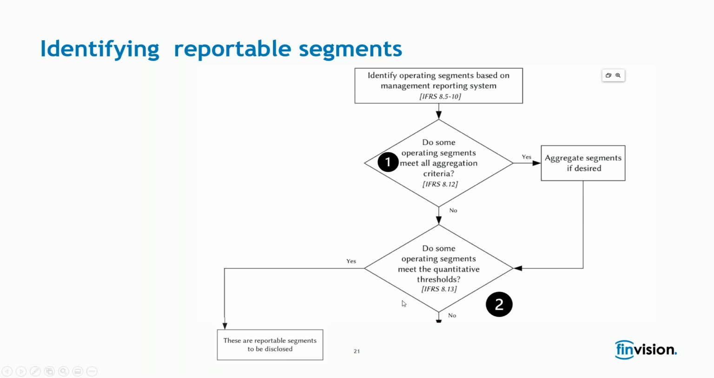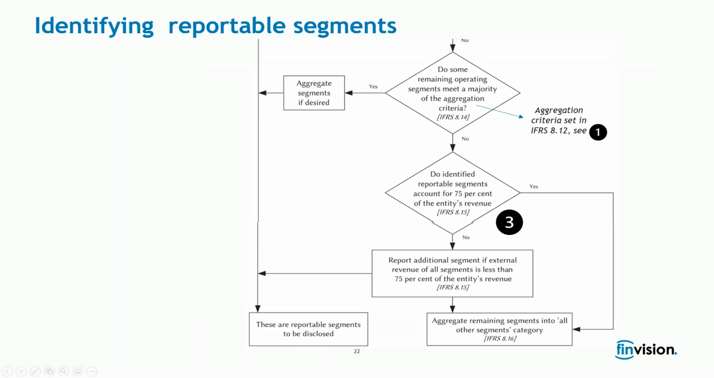The second step talks about quantitative thresholds. So as said, are you not exceeding specific thresholds which would require you anyhow to report them separately? If they meet the criteria and they have common qualities, you can report them as separately reportable segments. If they don't meet them, you can look at, okay, do they meet a majority of the aggregation criteria? And that's the same criteria you had in step 1.